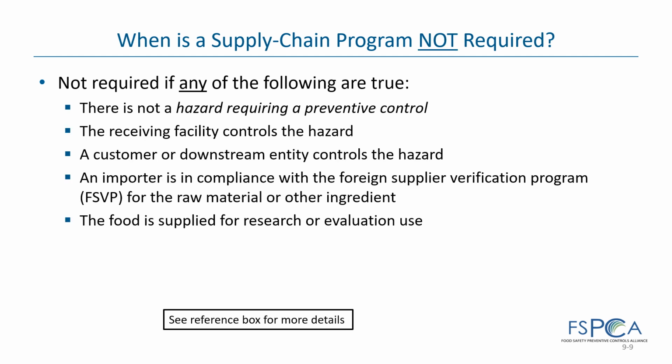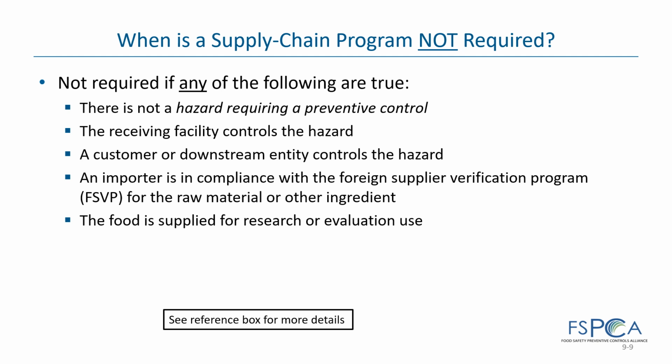When this is not required, well, if you don't have a hazard requiring a preventive control, you do not need to do a supply chain applied control. That's not to say that there can't be some agreements amongst your suppliers built into your GMP program that look similar to this. I think that's a pretty common thing in the industry as well, where you have some COAs and attestations and agreements between supplier and receiver.